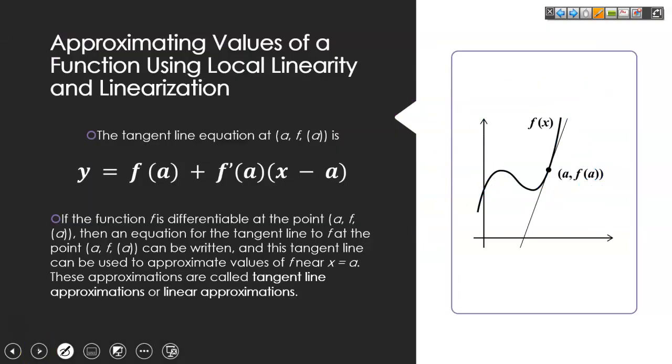And then approximating values of a function using local linearity and linearization. The equation of a tangent line is and always will be y equals f of a plus f prime of a times x minus a. That y minus f of a could be on either side of the equal sign. F prime of a is always our derivative.